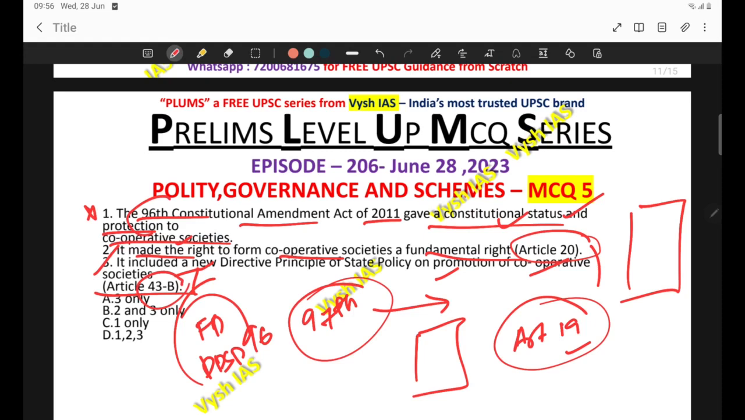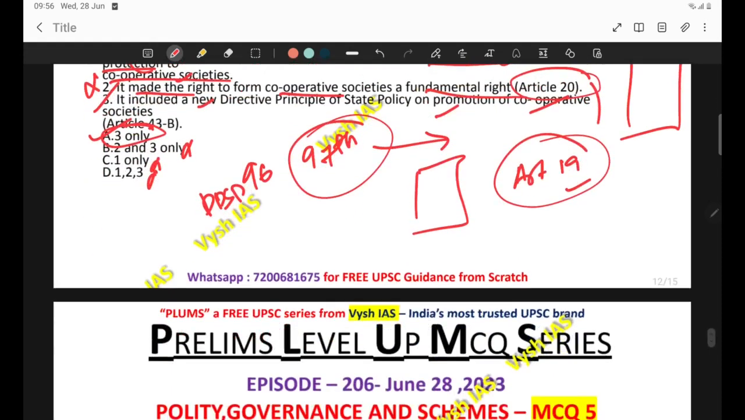So 1 and 2 are incorrect and the third is correct. Options are there. Yes, option A: 3 only is correct. The other statements are incorrect. 1 and 2 incorrect, only 3 is correct.